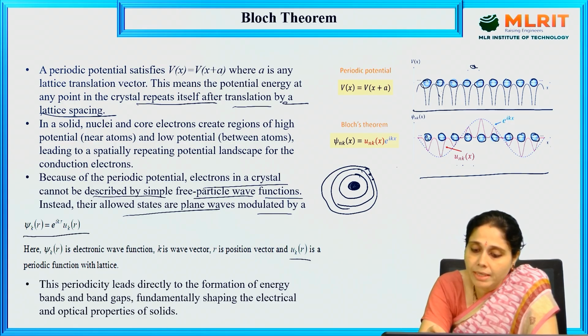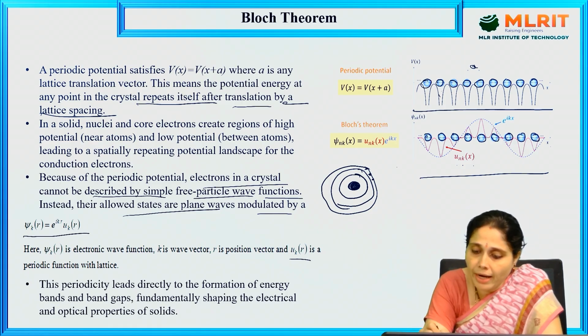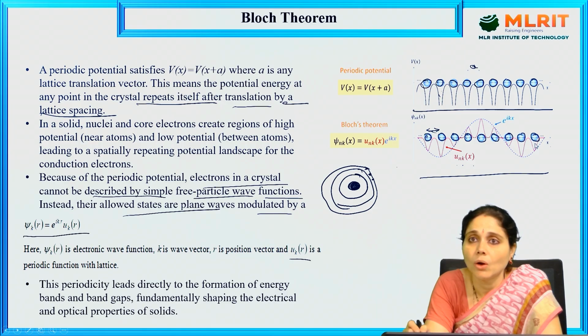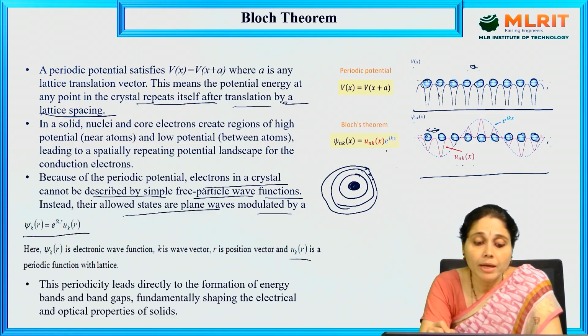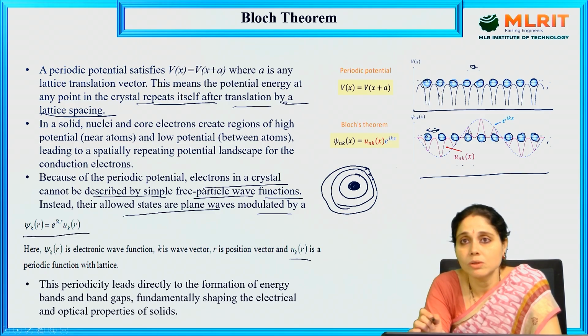So what happens here? Between these two atoms there is some space, and we can find the probability of existence. Okay, the electron movement also we can find from this diagram. The electrons move with a regular repetition, and the movement of electrons will tell us about the repeating potential landscape for the conducting electrons. So how will the conduction electrons come?